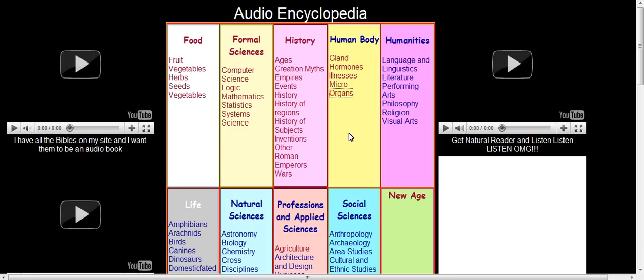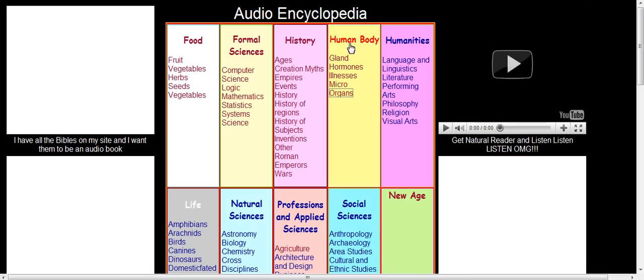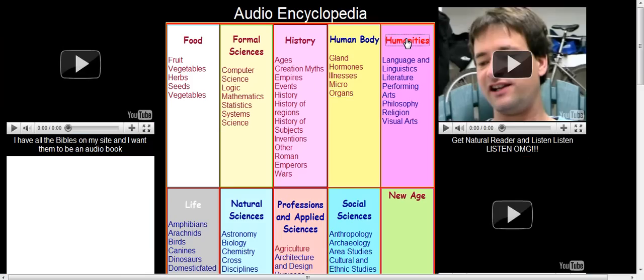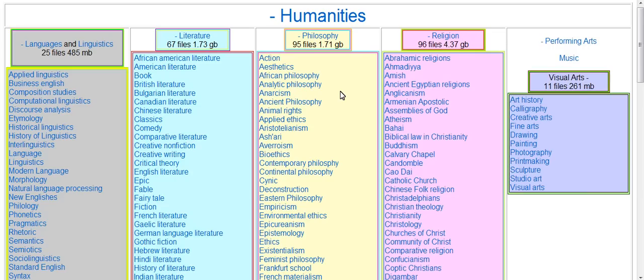Organs. These are all the different organs in your body. This is them. Just a little list of them. You can find everything out about those. And then humanities is a subject. I think humanities consists of language and linguistics, literature, philosophy, religion, visual arts. That's humanities. Religion is the biggest, followed by literature, followed very closely by philosophy, followed by languages and linguistics, followed by visual arts.